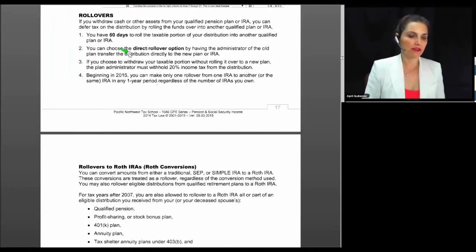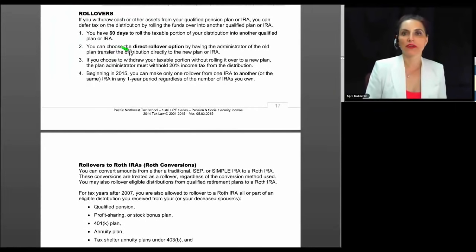So that's a little bit on how to complete Form 8606 for distributions from a traditional IRA and to figure the tax-free return of your cost that you apply to that distribution. Now, rollovers are another topic that we should be spending some time on. They happen all the time, and what you're supposed to do with those rollovers is important. If you withdraw cash or other assets from your qualified pension plan or IRA, you can defer tax on the distribution by rolling funds over into another qualified plan or IRA.